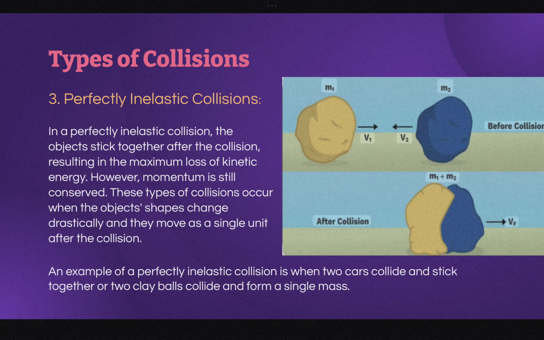And the third type of collision is the perfectly inelastic collision. In this, the objects stick together after colliding, resulting in the maximum loss of kinetic energy. However, momentum is still conserved. These types of collisions occur when the objects' shape changes drastically and they move as a single unit after the collision. An example is when two clay balls collide and form a single mass, or when two cars collide and stick together.